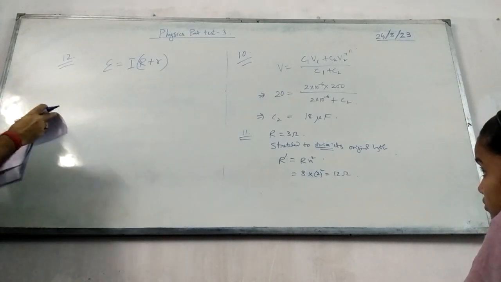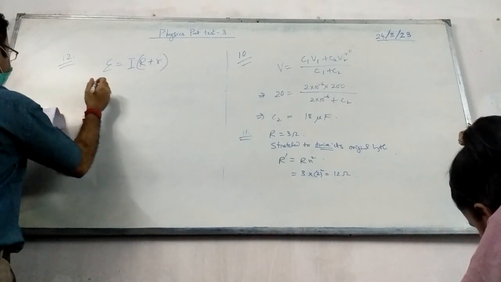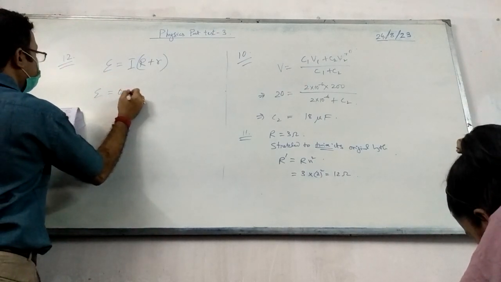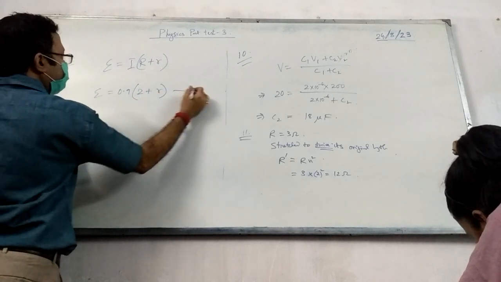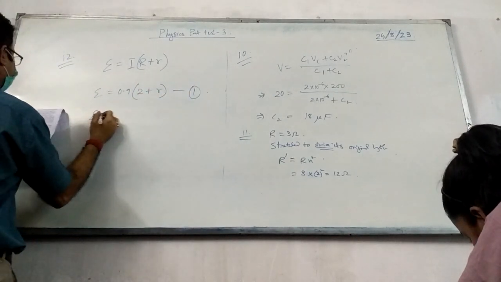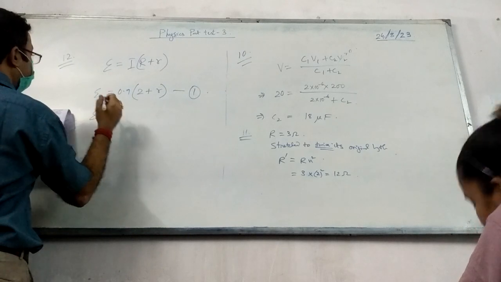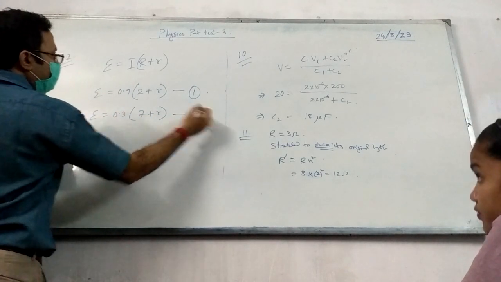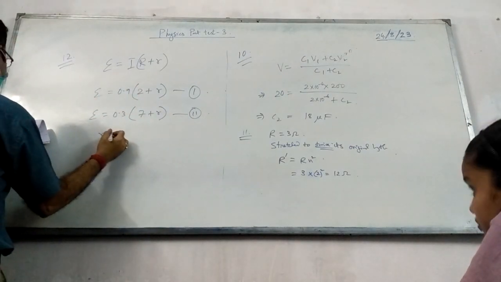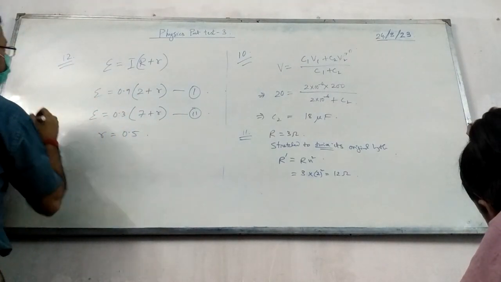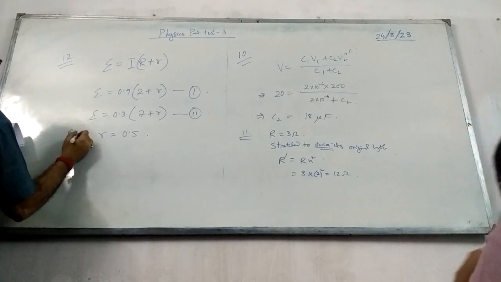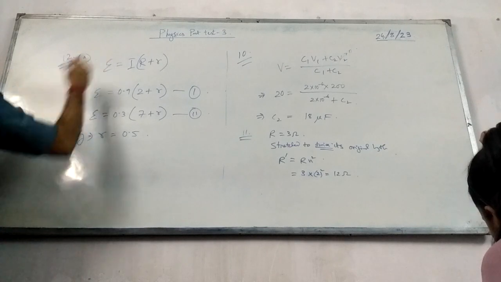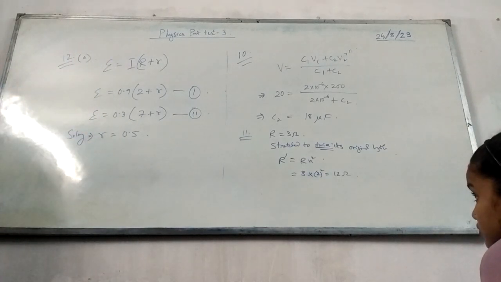So we'll have two equations. First situation says 0.9 ampere through 2 ohm resistor. So E equal to 0.9 into 2 plus r. This is equation 1. And then it sends how much? 0.3 ampere current through a 7 ohm resistor. So to solve simultaneously, and r will come out to be 0.5. Option A. ठीक है?